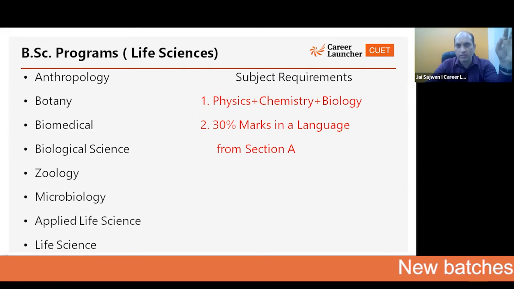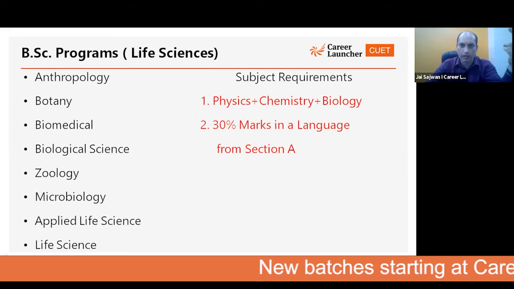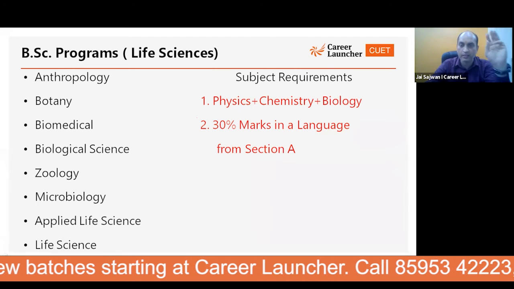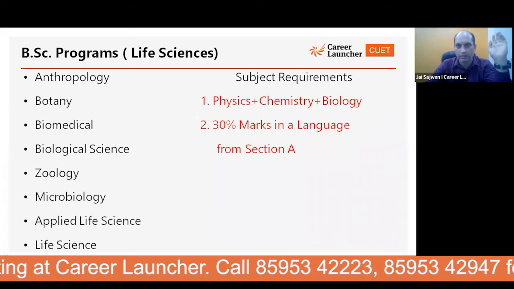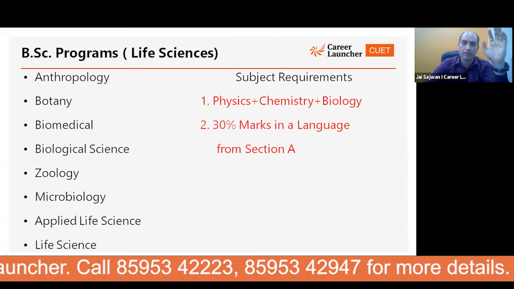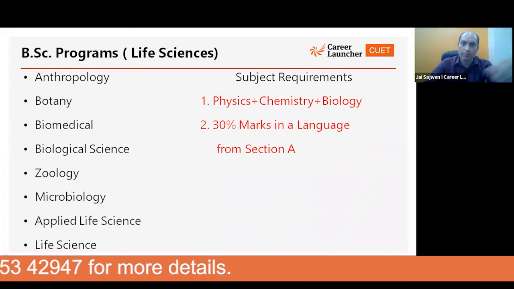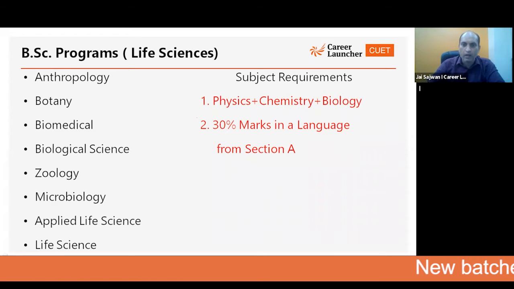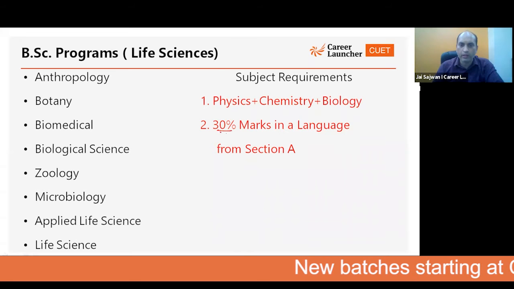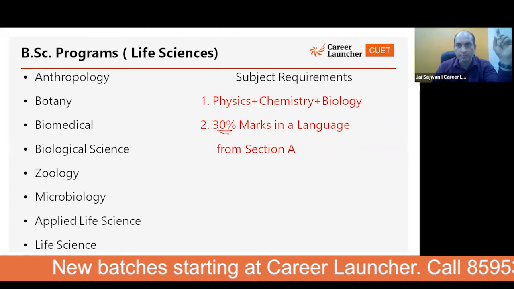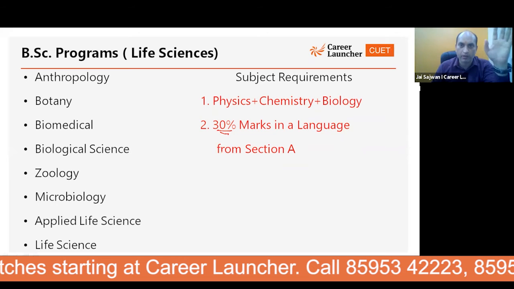So the requirement for these subjects is physics, chemistry, and bio. Very clearly they have stated, there is no other criteria. These are the 3 subject marks that they will be considering. And the marks are not of your 12th, we have discussed this earlier as well, these are the marks that you are going to score. The marks that you are going to score in CUET will be important here. And there's one important point here, that you need to score 30% marks in your language from section A. This is a very important part.